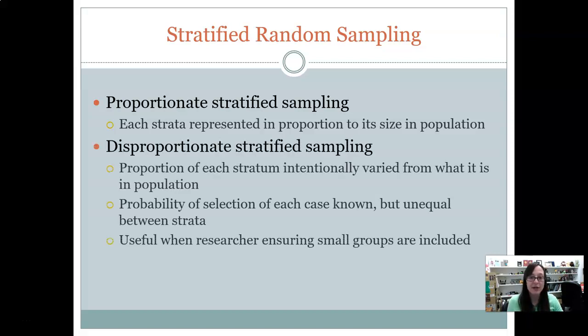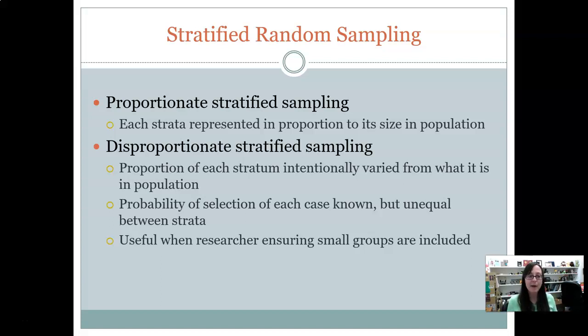However, sometimes you want disproportionate stratified sampling. So you are intentionally changing the proportion in your sample compared to the population. So you are intentionally making it so that on that characteristic, it's actually not going to look like the population. You're going to oversample certain groups and undersample certain groups. And so you still know the probability of selection. That doesn't change. Well, I mean, that probability will change, but the fact that you know it doesn't change. But it's going to become unequal between strata.